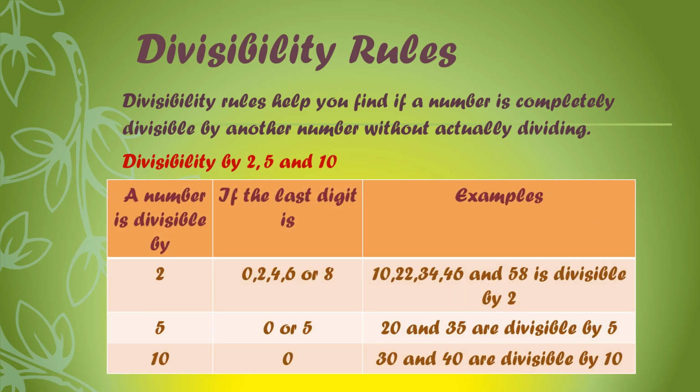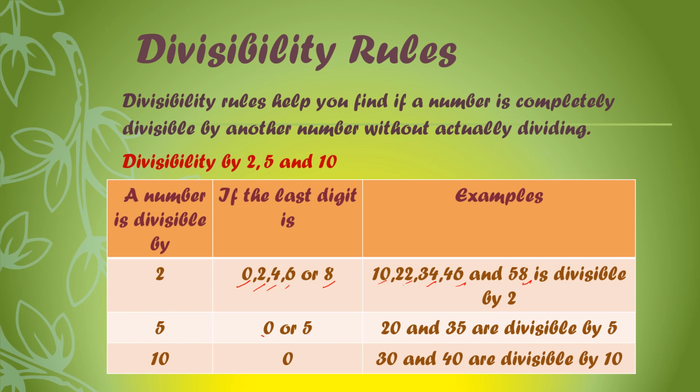Here come the rules. Children, a number is divisible by 2 if the last digit, or at ones place, we have 0, 2, 4, 6 or 8. See the examples. 10, 22, 34, 46 and 58 all have the last digit as 0, 2, 4, 6 and 8. So all these numbers are divisible by 2. We don't have to calculate and find out. Simple.